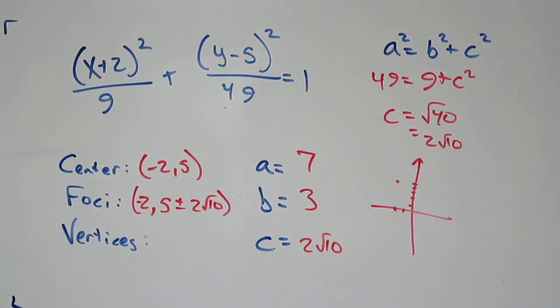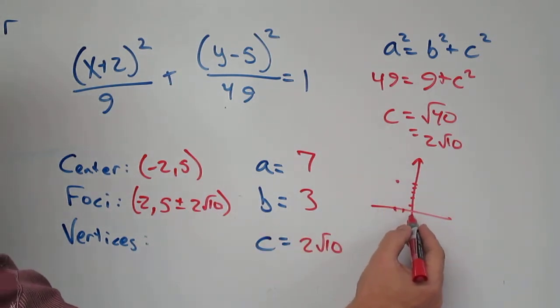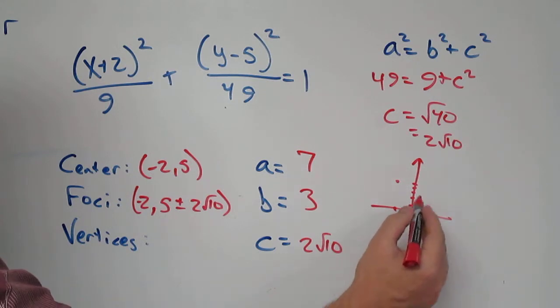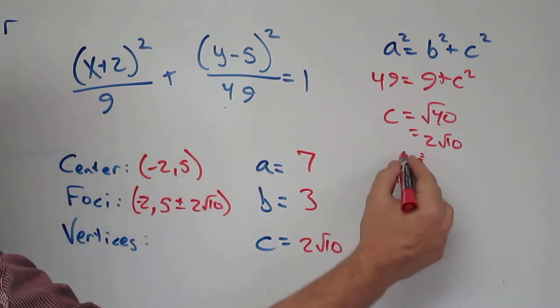If it was a clean number, I'd want to see that, and that's what I'm going to do with the vertices. But I would be going up and down a little bit more than 6. So I don't know how well that's going to come out here.